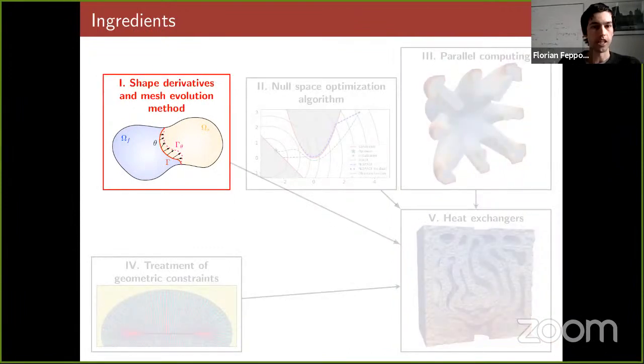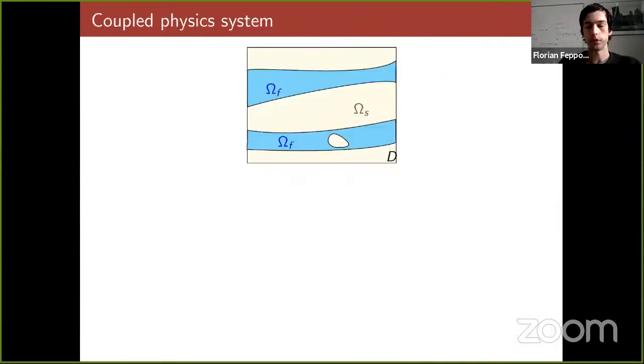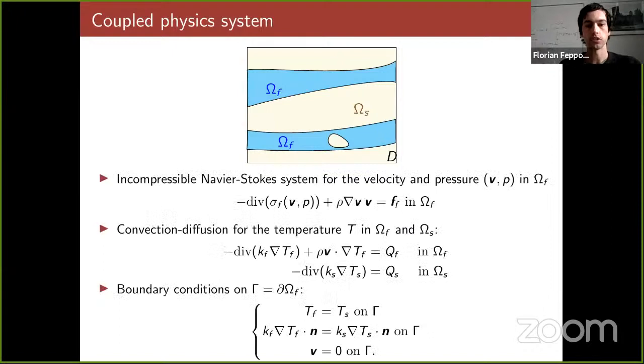So let's say a word about shape derivatives first. To be more precise regarding the physics, we have a fluid phase and a solid phase, and the physics equations that we are solving are the incompressible Navier-Stokes equations and the convection-diffusion equations, so very standard. It's exactly the same as the previous one. But since we are using a body-fitted approach, we don't need to use a Brinkmann penalization term. We solve these physical equations exactly without using any interpolation scheme.